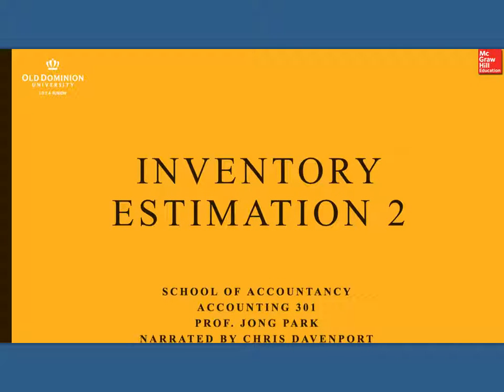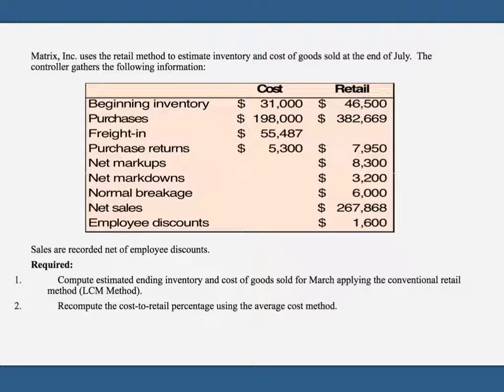This video is Chapter 9, Question 2, and we'll be doing more inventory estimation problems, this time adding in a few more factors. Let's go ahead and take a look at our problem. Just like Chapter 9, Question 1, Matrix Incorporated uses the retail method to estimate inventory and cost of goods sold at the end of July. The controller gathers the following information.